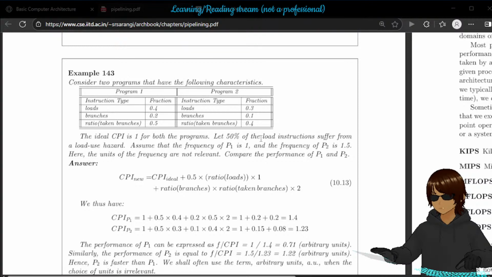Let 50% of the load instructions suffer from a load use hazard. Assume that the frequency of P1 is 1, the frequency of P2 is 1.5. The units of frequency are not relevant. Compare the performance of P1 and P2.